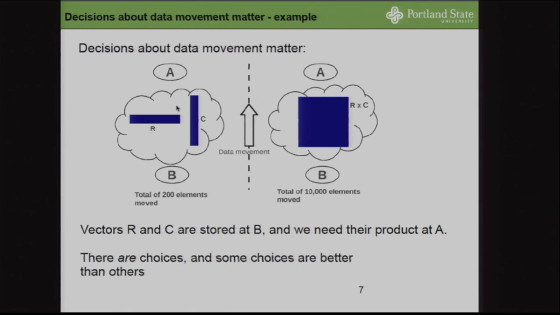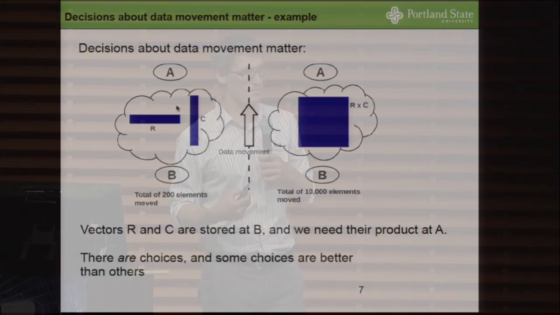Now, decisions about data movement matter. It comes as no surprise that if vectors R and C are stored at B, we want their product at A. There's a big difference between shipping the vectors from B to A and doing the computation there versus performing the computation at B and shipping the results. There's a big difference there. And we want to, again, minimize the movement of data because it's expensive. What this also shows us is that reducing the amount of data moved amounts to making good decisions about where we perform operations.